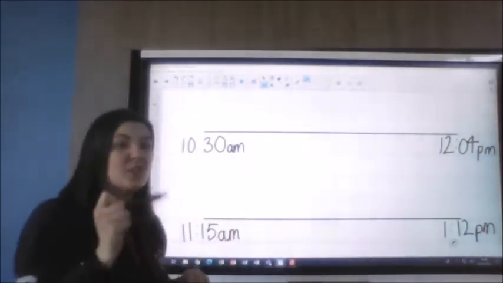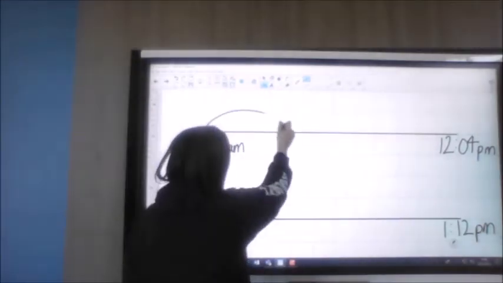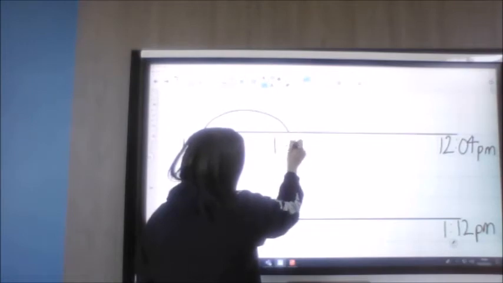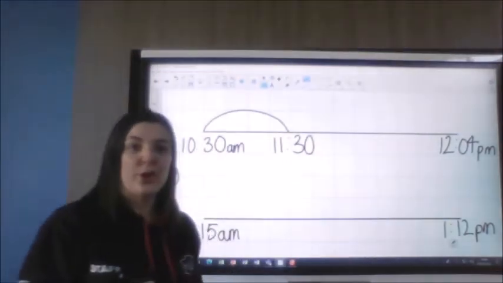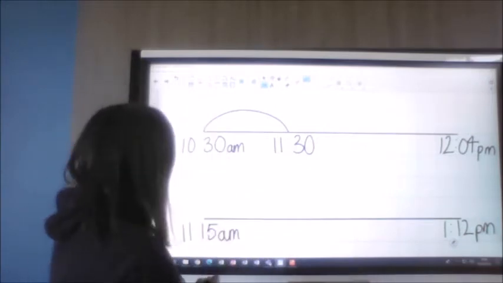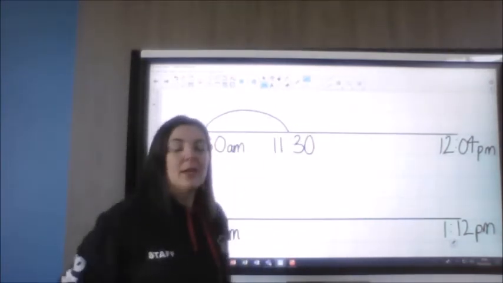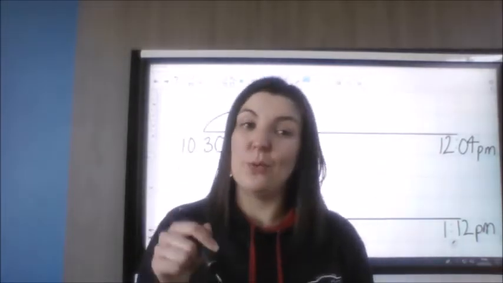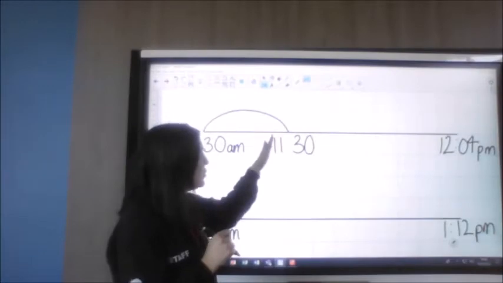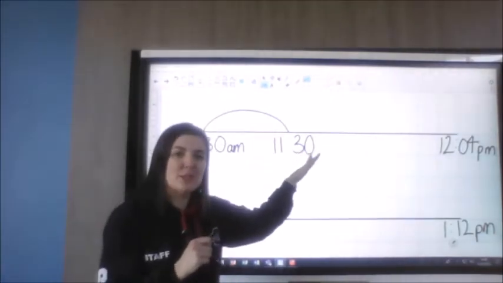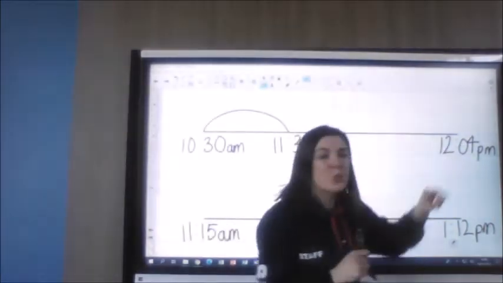So the best thing to do is count on in hours. So if I add an hour on, the hour will change to 11, but the minutes will stay on 30. So 10:30 to 11:30. Now, if I wanted to add another hour on, that would take me to 12:30 because the hour would change to 12 and the minutes would stay the same. Now, I can't go to 12:30 because it's 12:04.